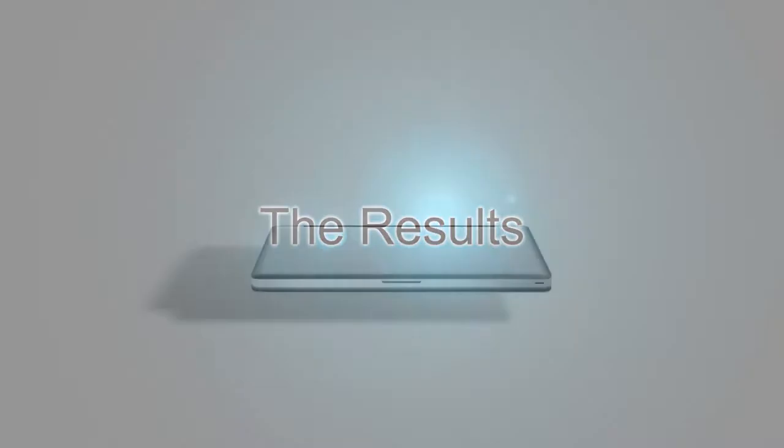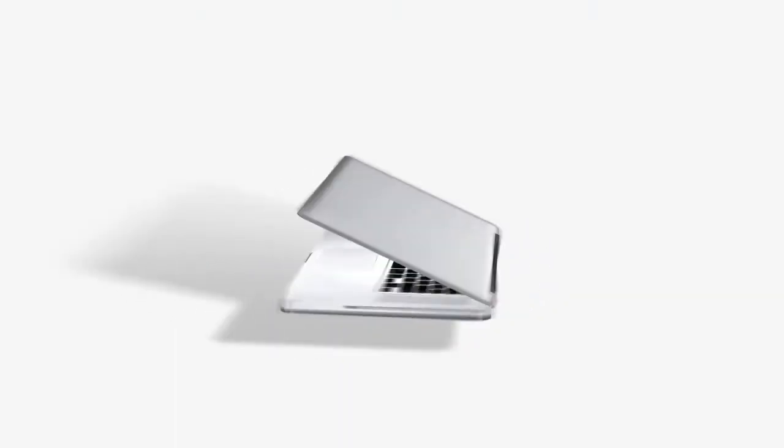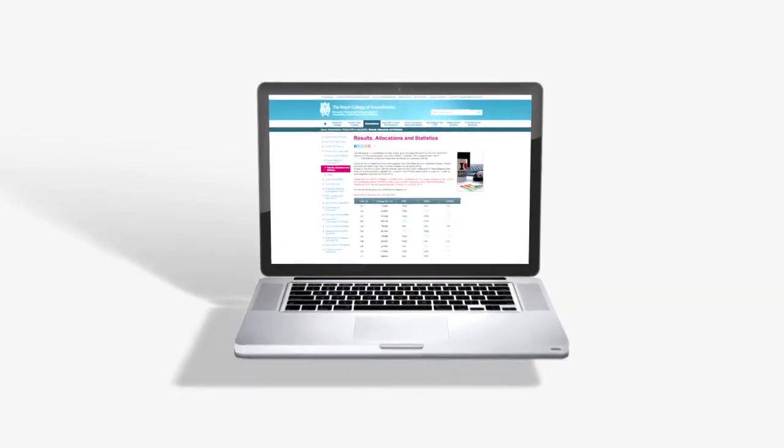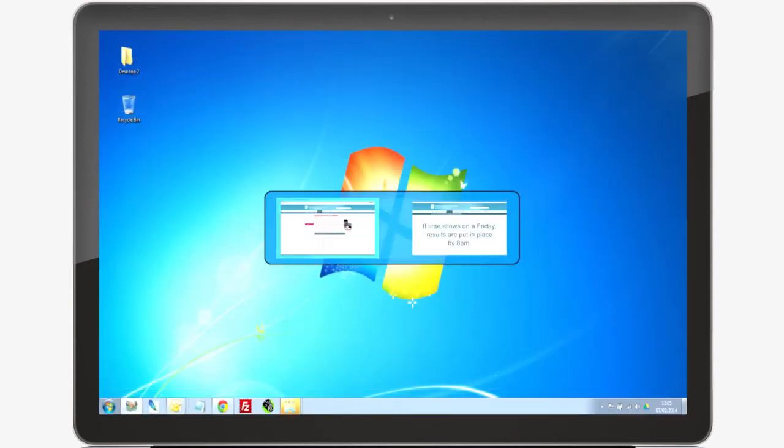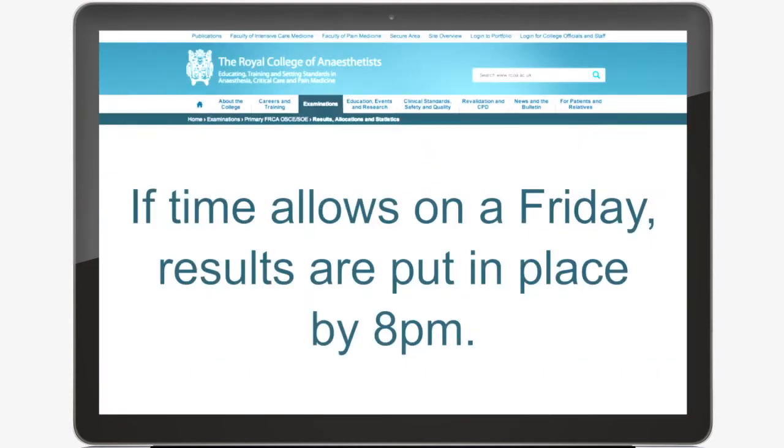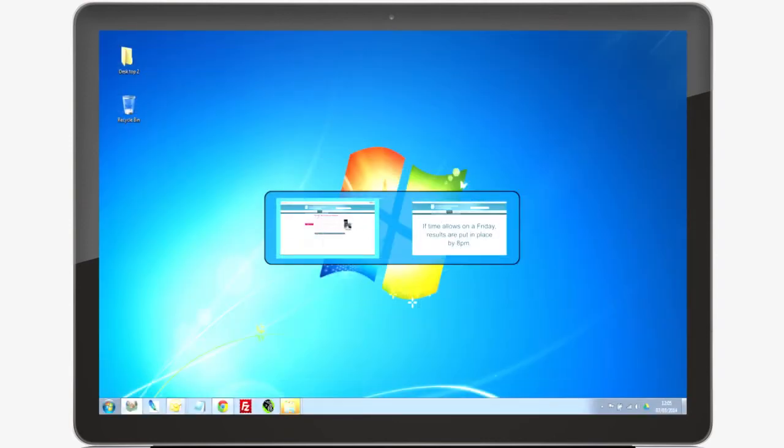At the end of each exam day, the examiners attend a call-over meeting where they discuss candidate and question performance and confirm the results for that day. Examination results are then placed on the examinations pages of the college website from 2 p.m. on the first working day following your exam. If time allows on a Friday, the examinations manager will ensure that Friday's results are put in place by 8 p.m. So if your exam was on a Friday, check the website on Friday evening when you get home.